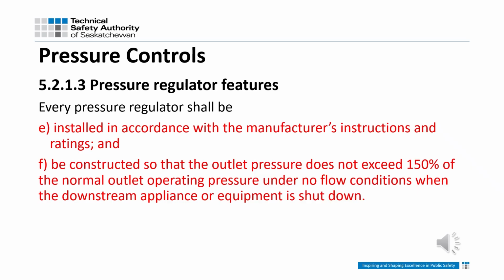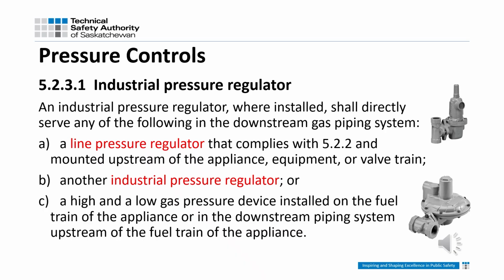New clause 5.2.3.1 gives the conditions when and where an industrial regulator would be used. A. Before a line pressure regulator certified to CSA 6.22 or UL 144. B. Before another industrial pressure regulator. Or C. Before a high-low gas pressure device installed on a fuel train of the appliance, or in the downstream piping system upstream of the fuel train of the appliance.